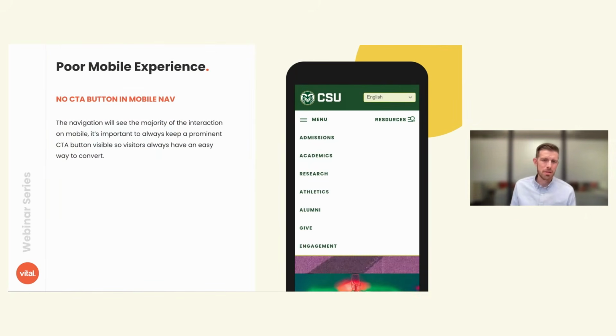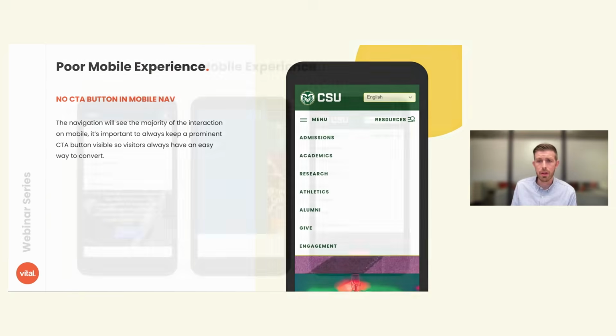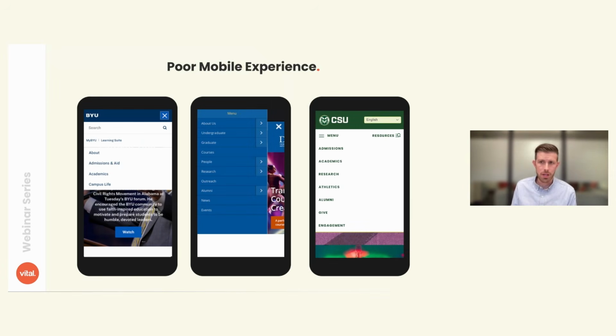And no CTA buttons in the mobile nav. Again, we mentioned we're missing them on desktop, so of course we're missing them on mobile, but it's a great way to convert more of your visitors to give them an easy way to convert at all times. And so here are more examples of sites that don't have CTAs on mobile. I'd throw some CTAs in there in my mobile nav: apply now, request information, whatever our preferred conversion is that we want to get people into.